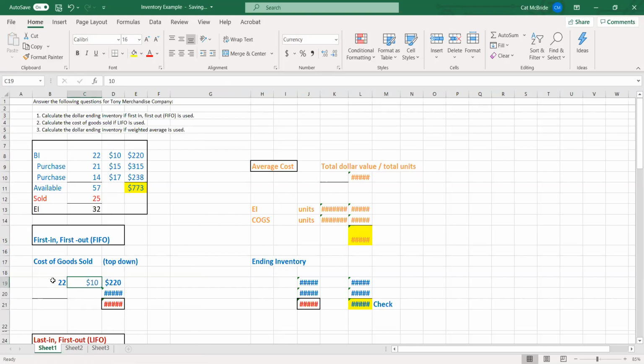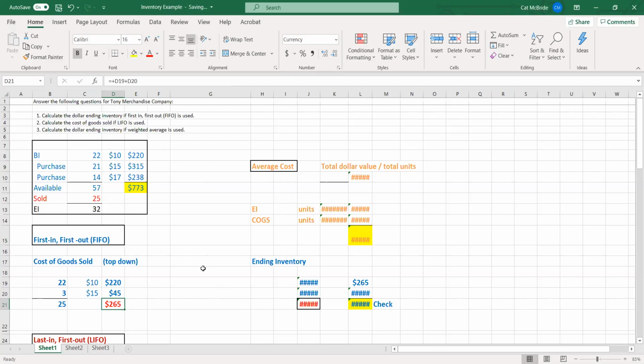And then how many more units do I need? I need a total of 25. I've accounted for 22. So I need 3 more units. Those 3 units are going to come from my second level, because first in, first out, these I've accounted for, and now 3 of these at $15. So my cost of goods sold is 25 units, and the total cost is $265.